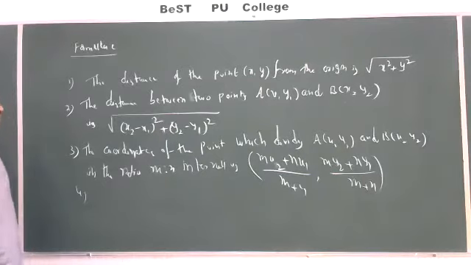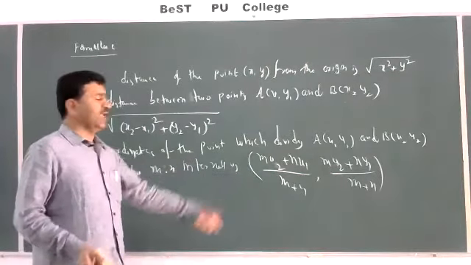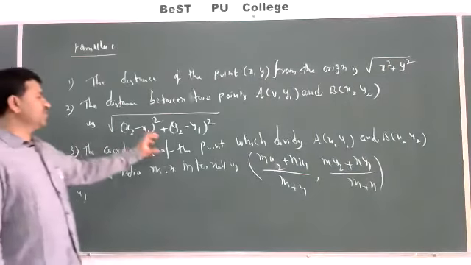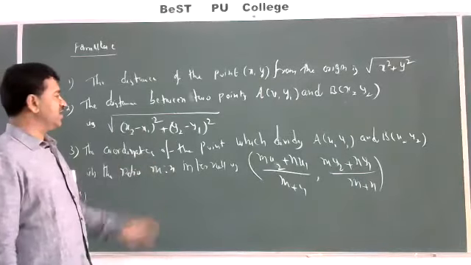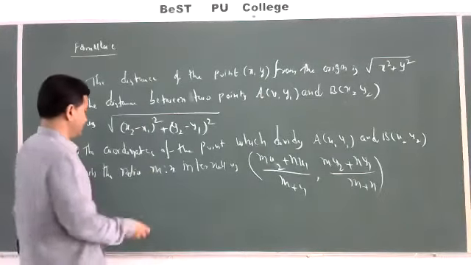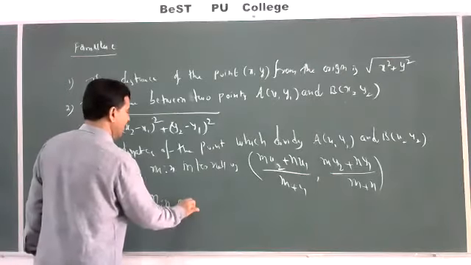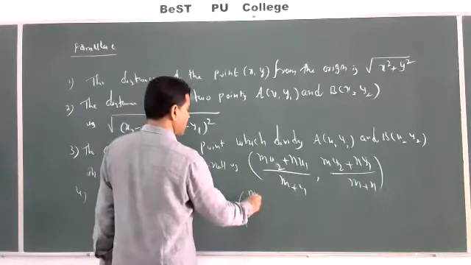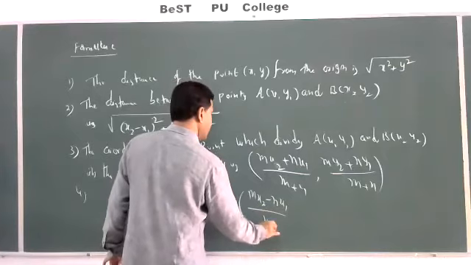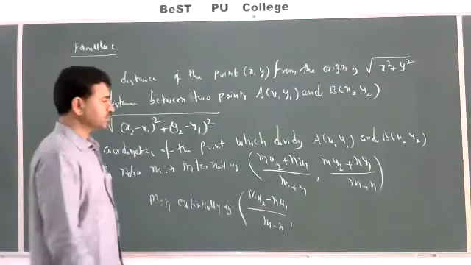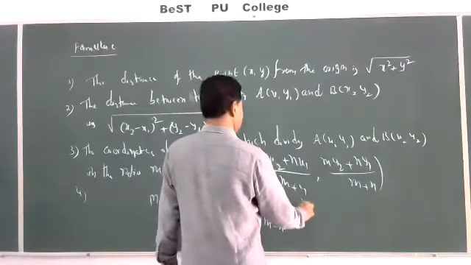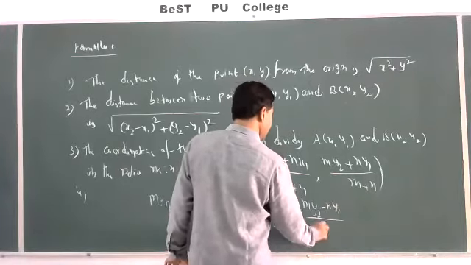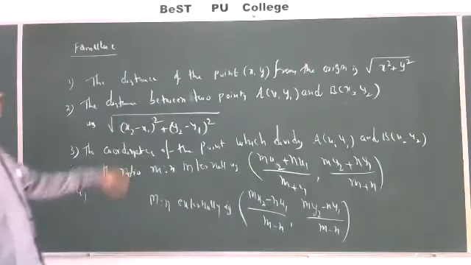And write the fourth formula. The coordinates of the point which divides A(x1, y1) and B(x2, y2) in the ratio m is to n externally is, what is that point? (mx2 minus nx1) by (m minus n), next (my2 minus ny1) by (m minus n). So we proved all these four theorems.